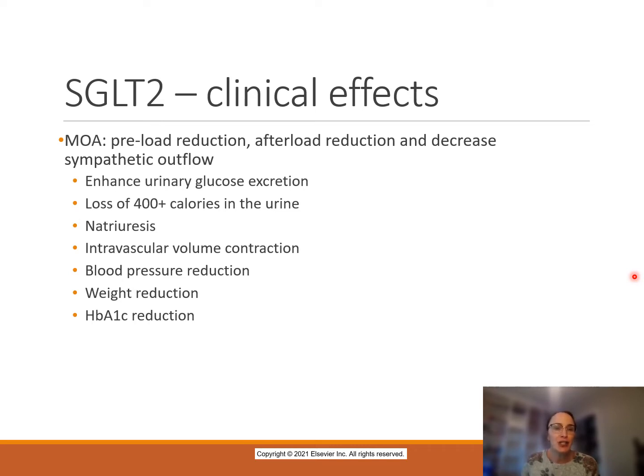They enhance urinary glucose excretion. You get about 400 calories of glucose lost in the urine, so these people will get weight loss as well. The effect is sort of a natriuresis. There's an intravascular volume contraction and a blood pressure reduction. So if you're giving this to your frail patients, make sure you tell them to watch for dizziness. You do see weight reduction, not nearly as much as with the GLP-1, but you certainly do see it. And then a reduction in A1C, and I think you can get anywhere from 1 to 2% with these medications, depending on whether you get that weight loss with it.